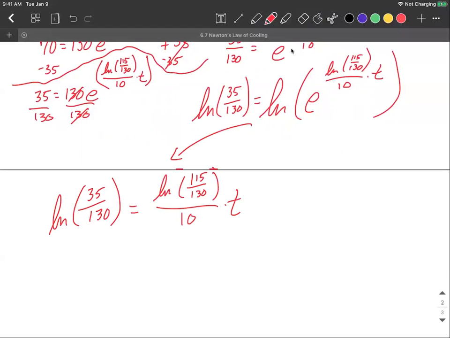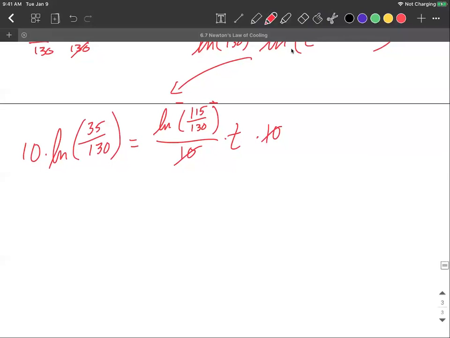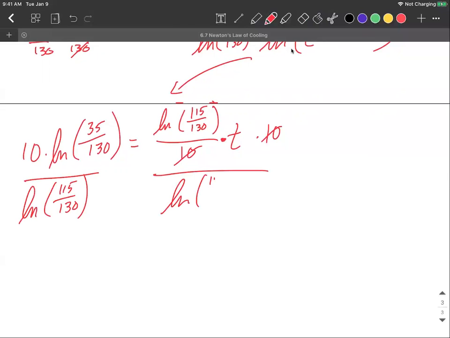And now I would probably do it as two steps because why not? Let's multiply to get rid of that fraction. So that goes away. And if you're okay visualizing this, I'm going to just divide by that natural log because t is connected with that natural log with multiplication. So I'm going to divide both sides by natural log of 115 over 130. Therefore, these get to cancel. We have t all by itself. We have an exact answer.